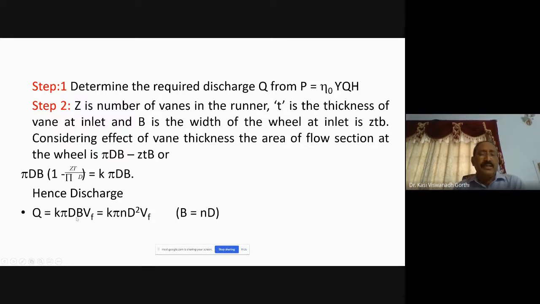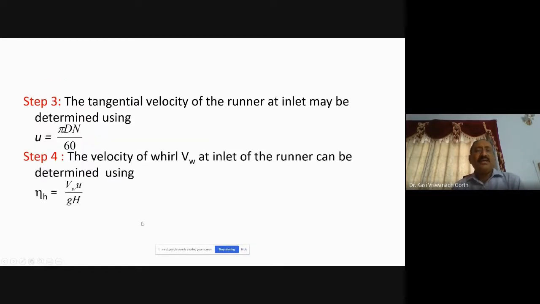Just now we have seen the breadth ratio n is equal to B by D. So substituting that, you have B is equal to nD square. So K pi nD square Vf gives you the discharge. In step 1, you have computed what is the discharge. In step 2, the discharge equation Q is equal to K pi nD square Vf.